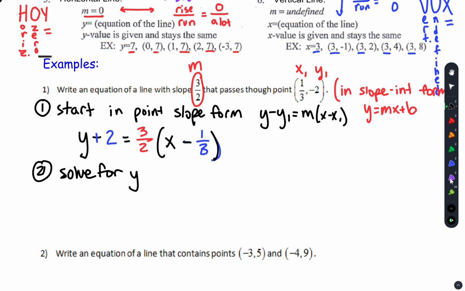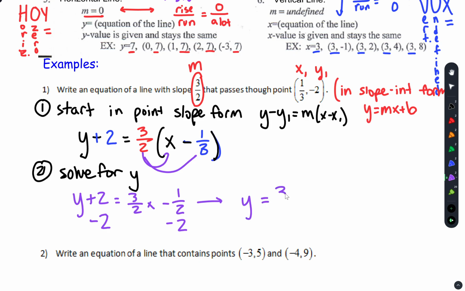So I'm first going to distribute this 3/2. Y plus 2 equals 3/2 x minus 1/2. I'm going to subtract 2 from both sides. That's going to give me, I don't want an equal sign, I want an arrow. It's going to give me y equals 3/2 x minus 2.5. I'm just going to say minus 5/2. That's it. Any questions on that?